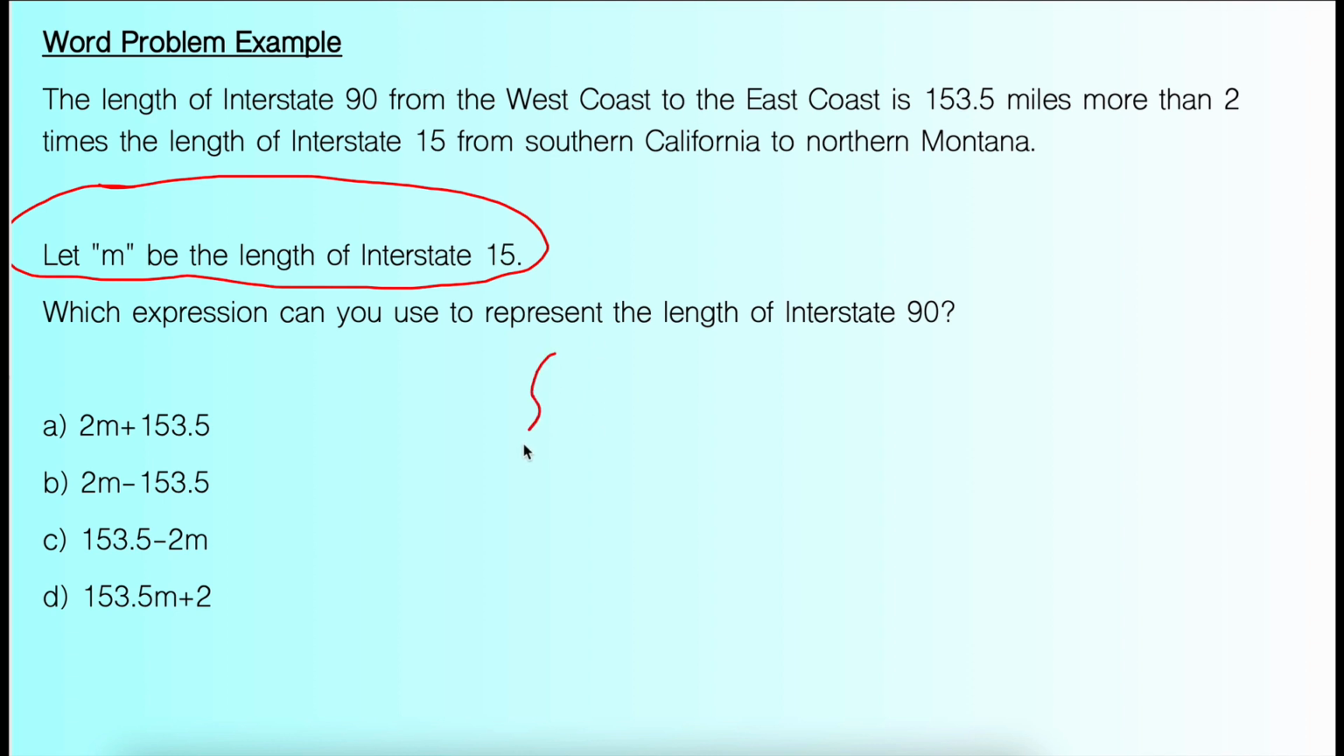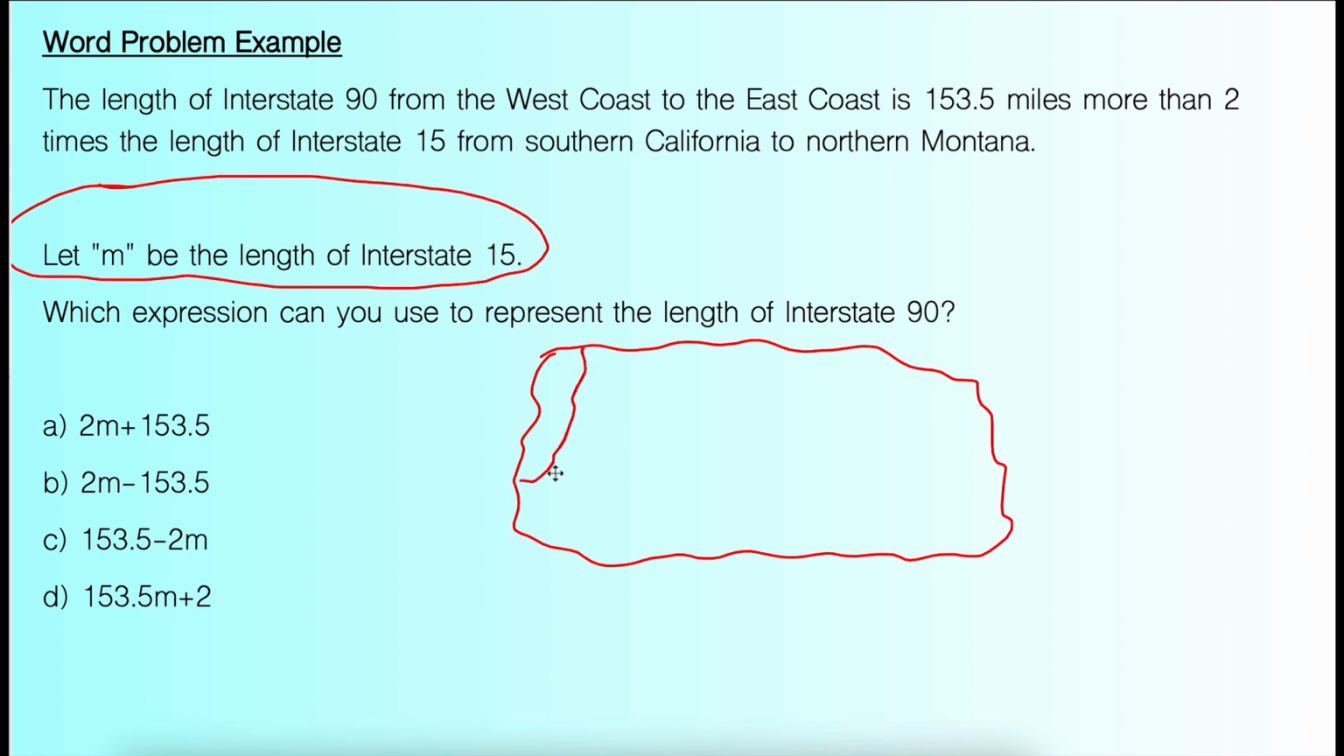First, if you're a visual person, here's a quick little sketch. This is the United States of America. I'm an artist. And we'll say this is California. And over here on the East Coast, here's us, New Jersey. And I'm going to use this green line to represent Interstate 90. So Interstate 90 runs the length of the West Coast to the East Coast. And I'm going to use a blue line to go from California to Montana, which, we'll pretend Montana's right here, and this is Interstate 15.